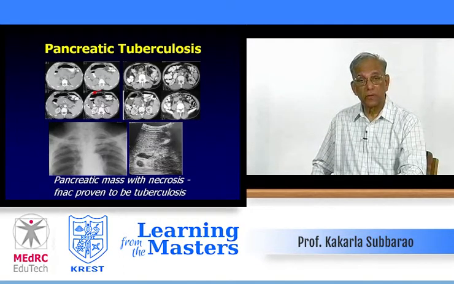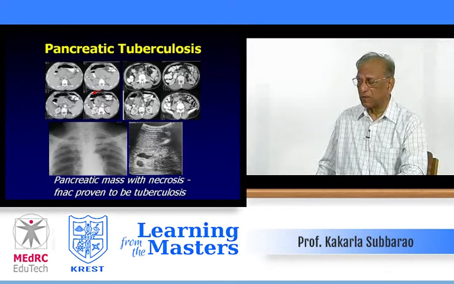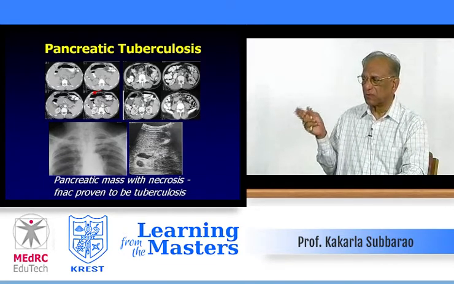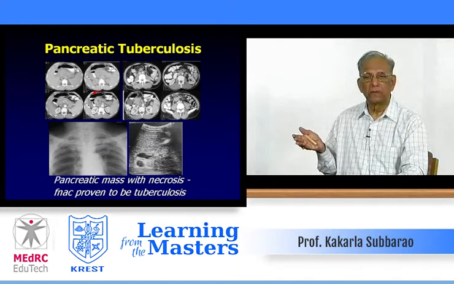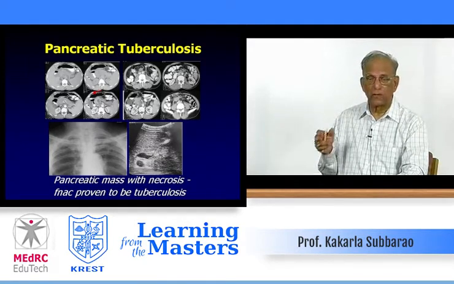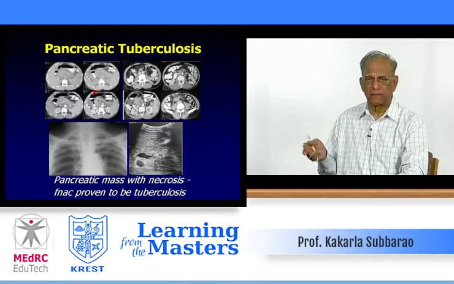Pancreatic tuberculosis, quite rare, but still you may see a pancreatic mass with necrosis. FNAC proved to be tuberculosis, because we had to do FNAC to prove the histological nature of it, and this proved to be tuberculosis. Radiologically, you can't make a diagnosis even if there is calcification.